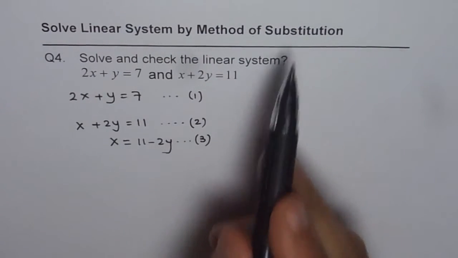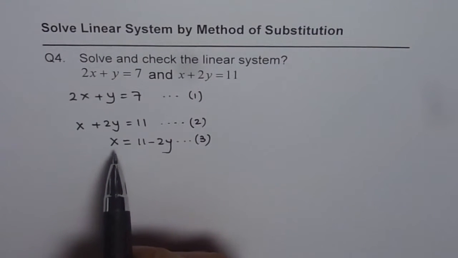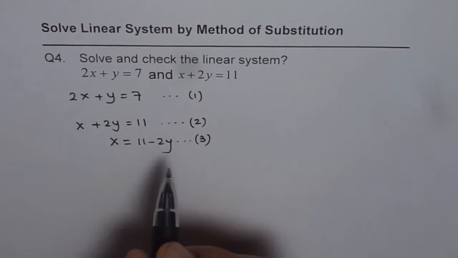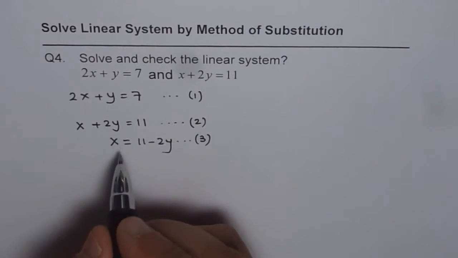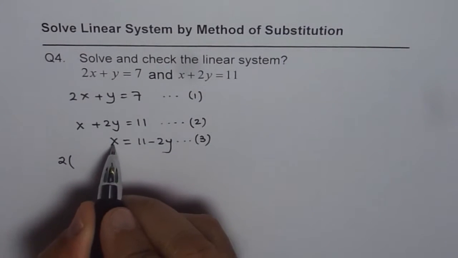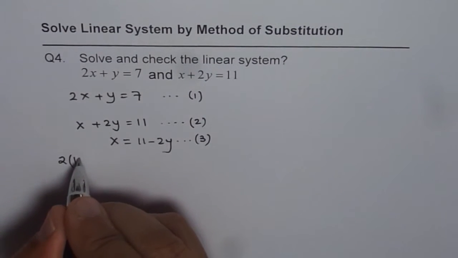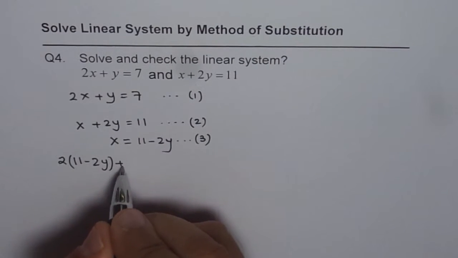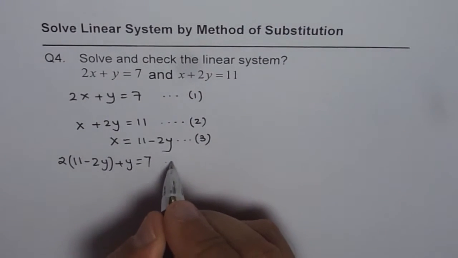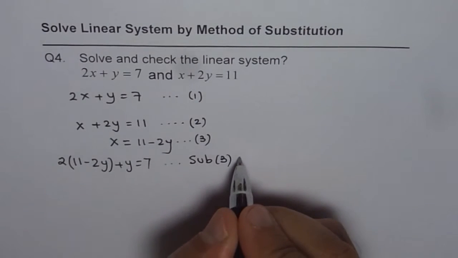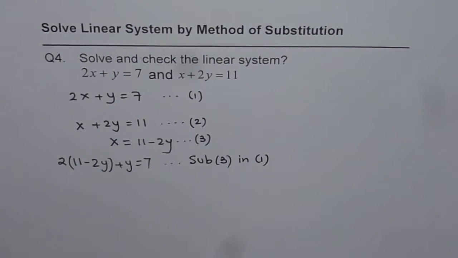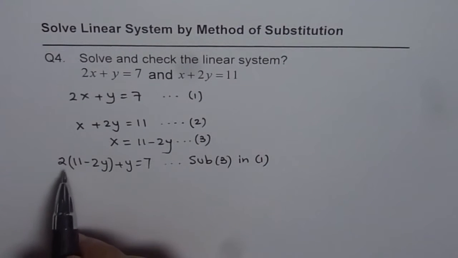Now method of substitution is to substitute one variable into the other. So in this step we will substitute x in equation 1. So if I do that, I get 2 times, for x I'll write 11 minus 2y, plus y equals 7. So what I did was I substituted the value of x from equation 3 in equation 1. Now as you can see, this equation has only one variable. The variable is y. Now we can solve for y.